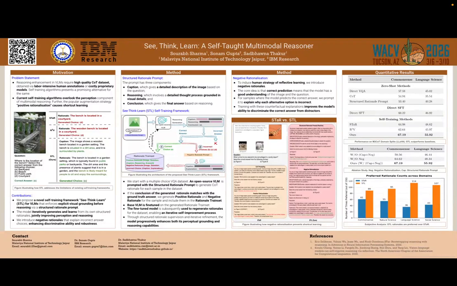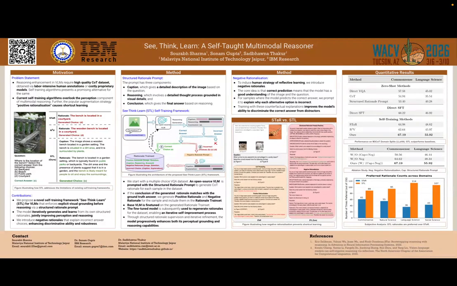So, in order to eradicate these limitations, we propose a novel self-training framework for VLMs, See, Think, Learn, in short STL. STL at its core uses a structured rationale prompt, which grounds the reasoning in the visual details present in the image. Further, the model iteratively generates and learns from its own structured rationales, thus jointly improving both perception as well as reasoning. Further, we introduce negative rationalization, a new augmentation strategy that aims to enhance the discriminative ability and robustness of the model.